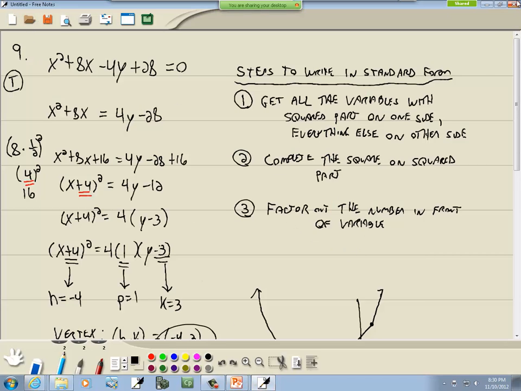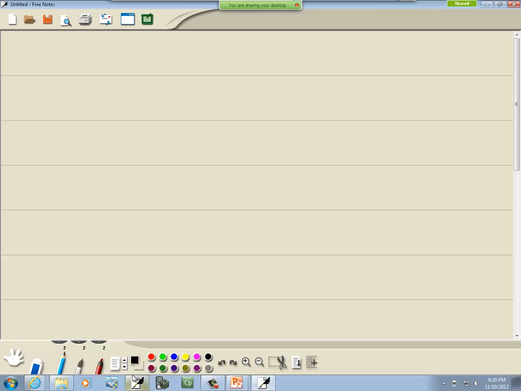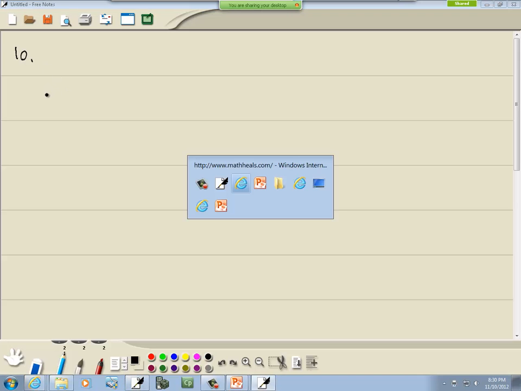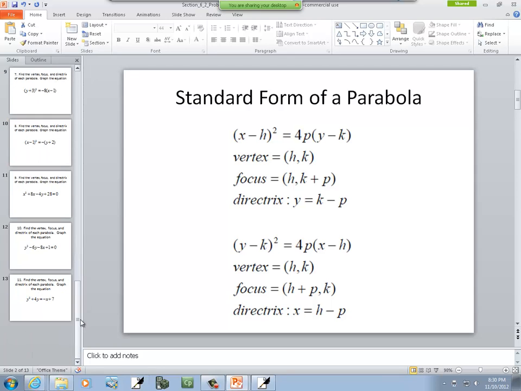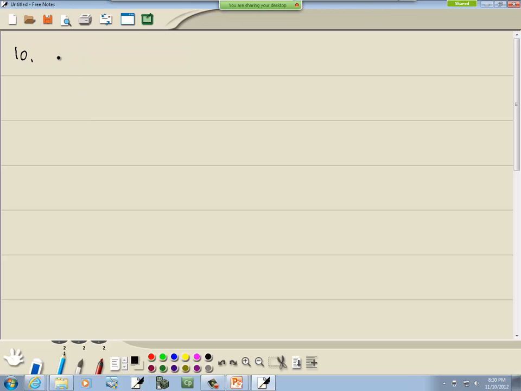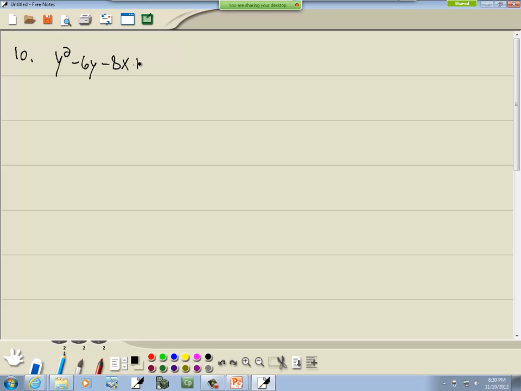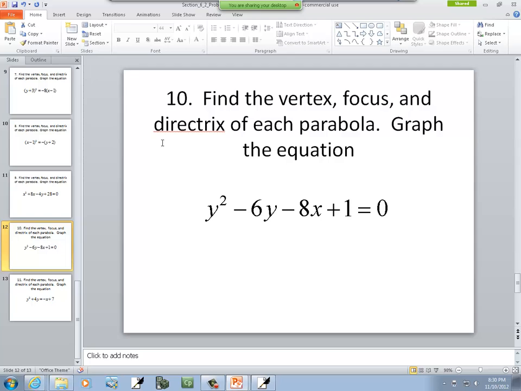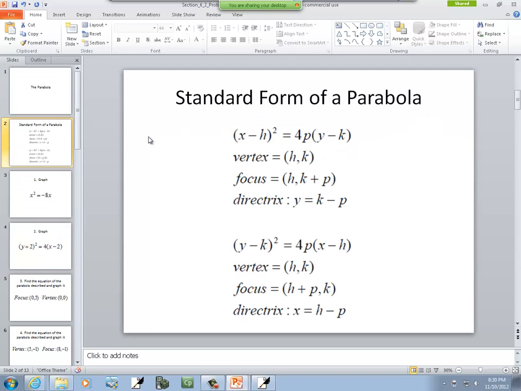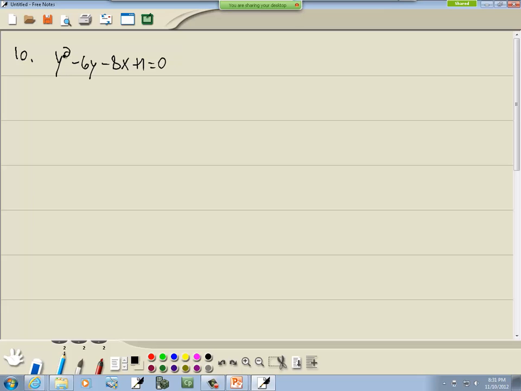Let's look at number 10. Okay, so we got y squared minus 6y minus 8x plus 1 equals 0. Okay, the part that has a squared part on is the y, so we want to get everything with y on one side, everything else over on the other. So I'll take the negative 8x over, it becomes a positive 8x, take the 1 over, it becomes a negative 1.